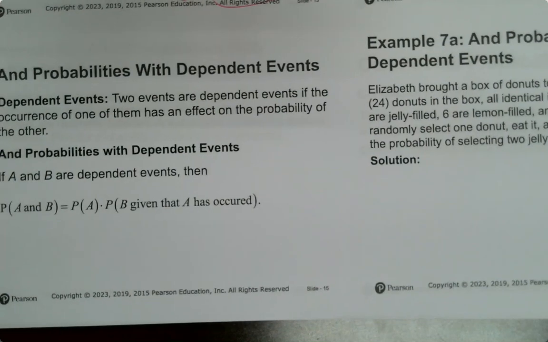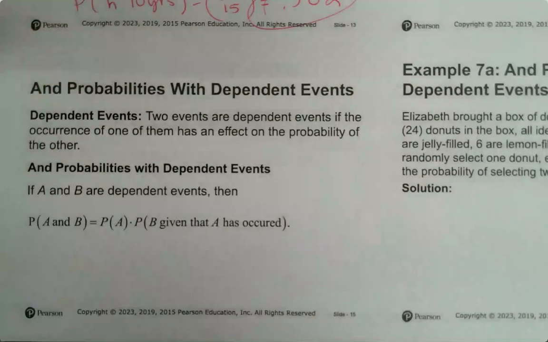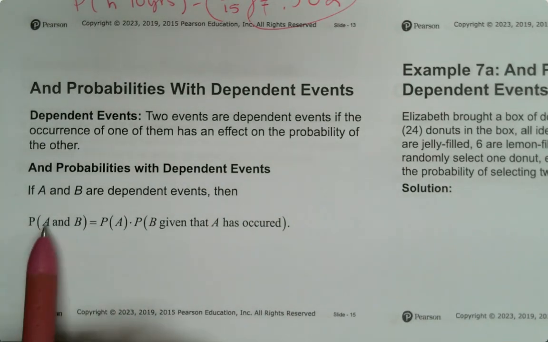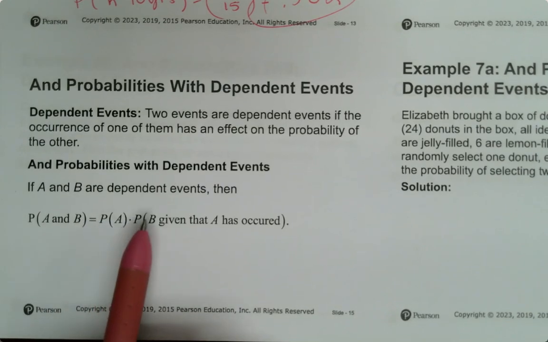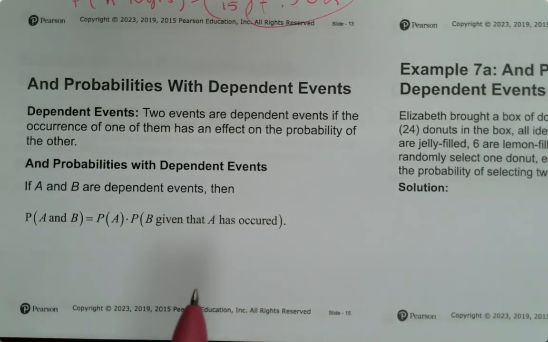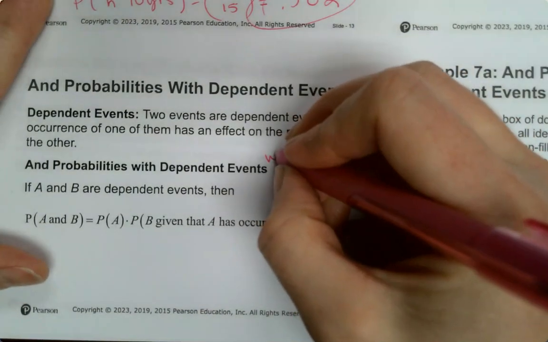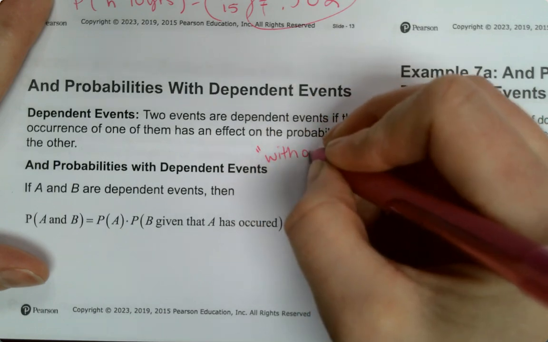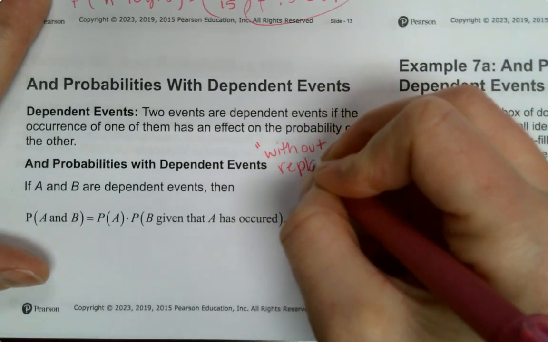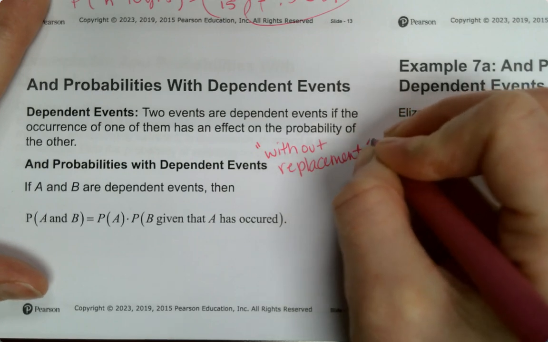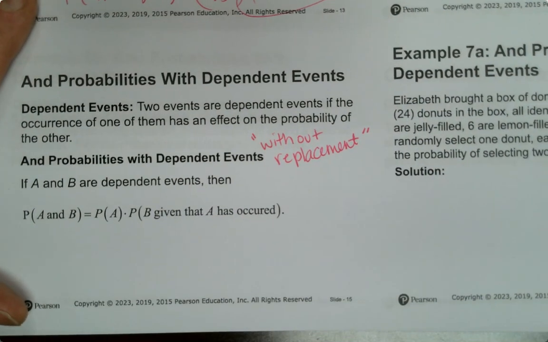All right, and probabilities with dependent events. That means if one event occurs, then it's going to affect the probability of the other. So probability A and B, probability of B given A has occurred. Where you'll see this is if you are drawing marbles or picking from a box of donuts, which we'll do on example 7. If you take one out, it's going to stay out. You're not going to put it back in. So a lot of times you'll see this without replacement as the keywords. That means you'll take it out and not put it back in.